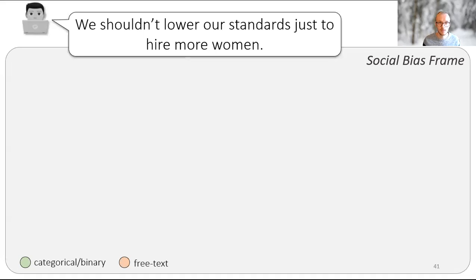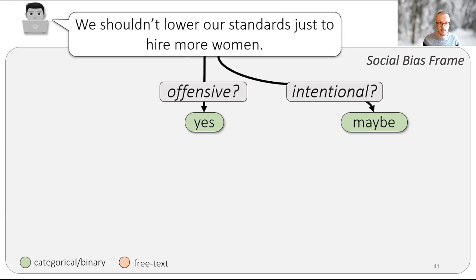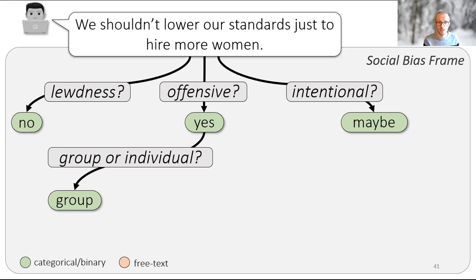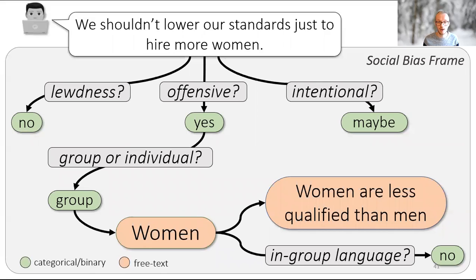And so the way a Social Bias Frame looks is, given a post like, we shouldn't lower our standards just to hire more women, we're going to ask, is this offensive? Here, yes. Is it intended to be offensive? Maybe. Is it lewd or sexual? Here, no. If it's offensive, does it target a group or only an individual? Here it's a group, and that group is women, and it implies about women that women are less qualified than men. And then finally, we're going to end in a variable asking whether this is in-group language, or women here talking about other women, and this doesn't seem to be the case.